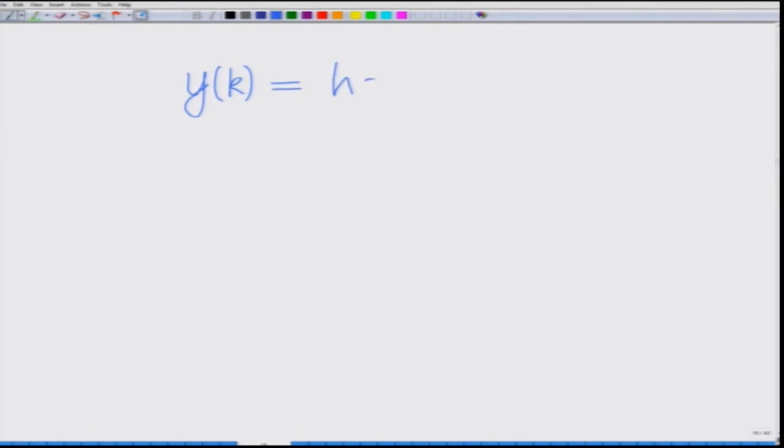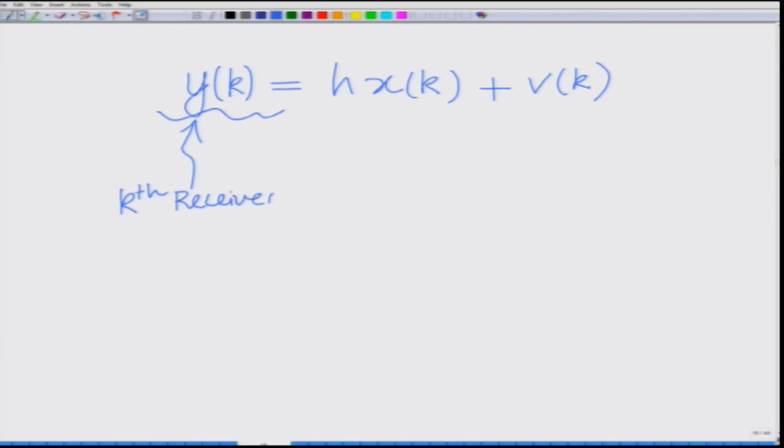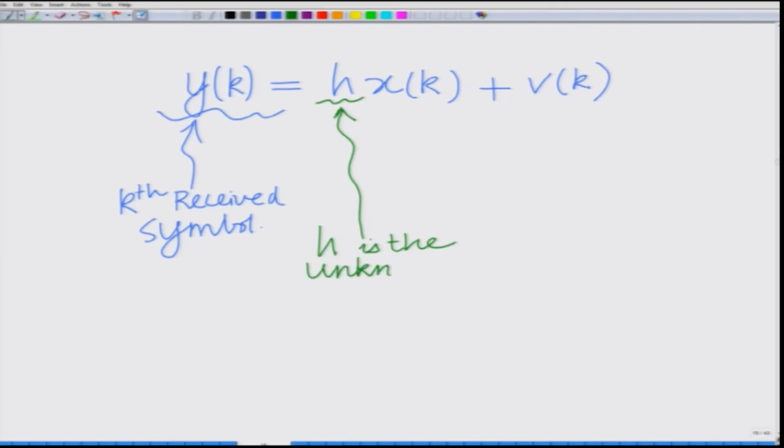yk equals h times xk plus vk, where yk is the kth received symbol at the mobile. We are considering a simple downlink scenario, although this can also be an uplink scenario. So this is the kth received symbol. h is the unknown fading channel coefficient which has to be estimated. This is the unknown, that is the important point.